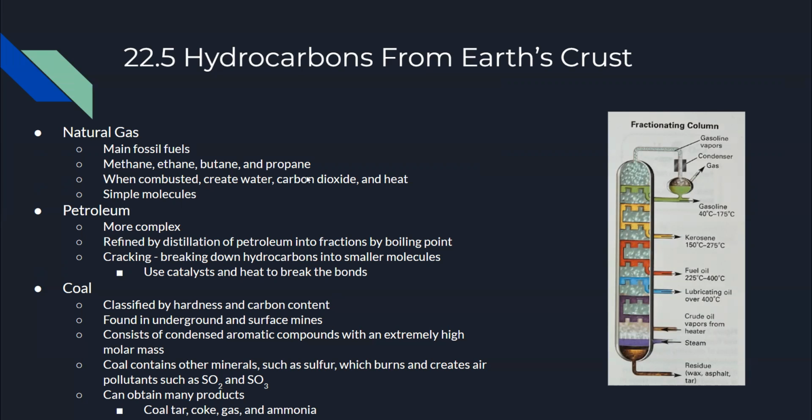And lastly, we have coal, which is basically classified by hardness and carbon content. And coal is basically found in underground and surface mines, and they consist of condensed aromatic compounds with a very high molar mass. Coal also can contain other minerals such as sulfur, which burns and can create air pollutants such as sulfur dioxide and sulfur trioxide. And you can create many products with coal, such as coal tar, coke, gas, and ammonia.